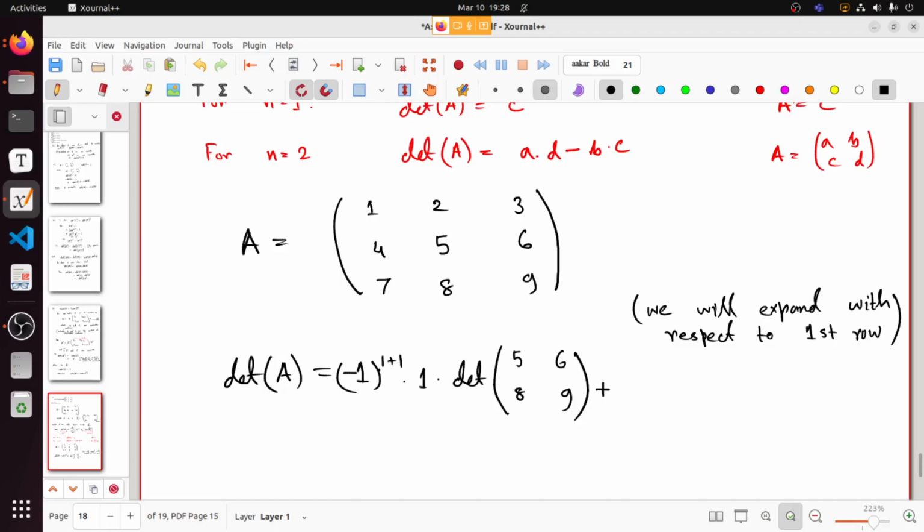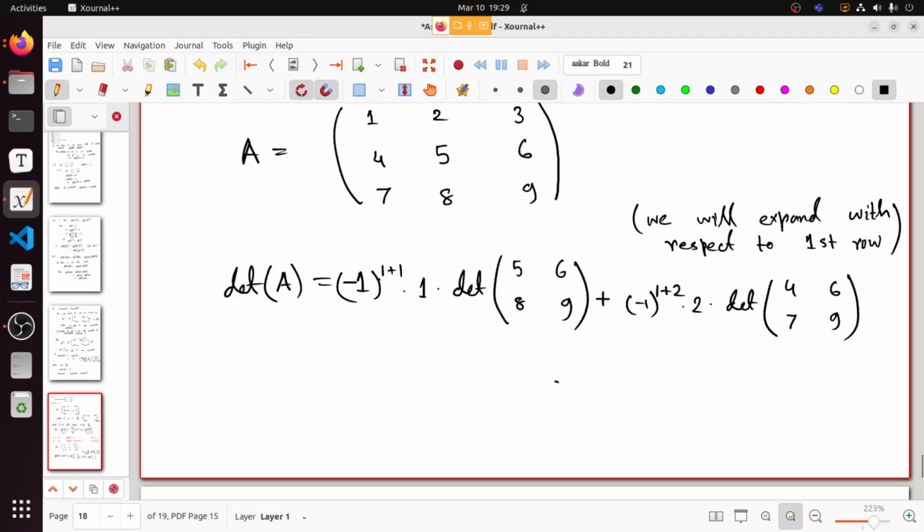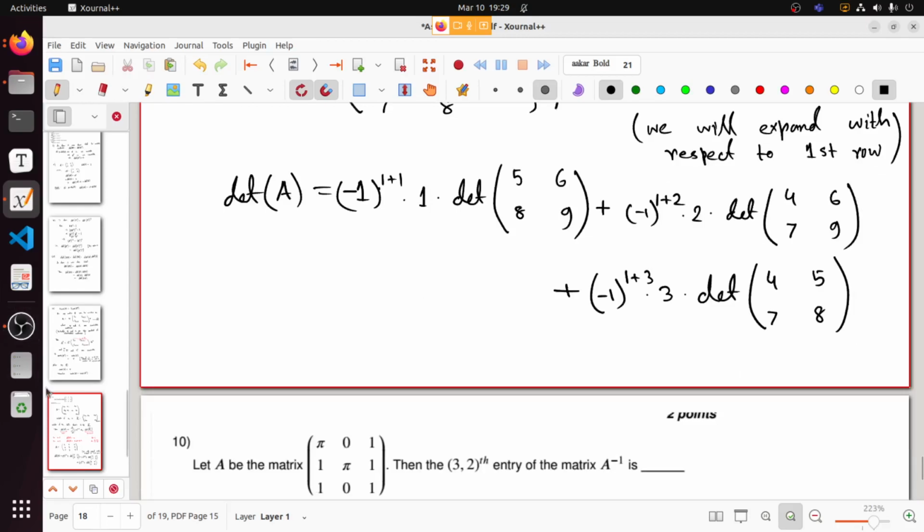Now plus, what will be this 2, minus 1 to the power 1 plus first row second column, it's 2 times determinant of 4 6 7 9, right? Plus minus 1 to the power 1 plus 3 into 3 into determinant of 4 5 7 8. So this we have to compute.